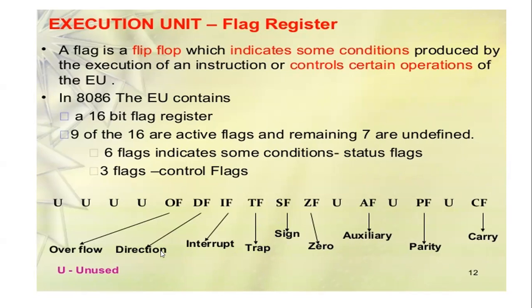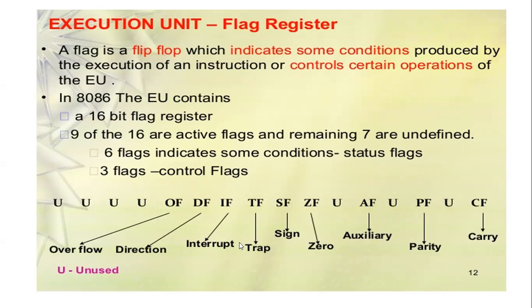Next, the overflow flag. The overflow flag represents the result when the system capacity is exceeded. When we exceed the system capacity, the overflow flag will be in set mode, or else it will be in reset mode. Next is the control flag. The control flag will control the operation of the execution unit.